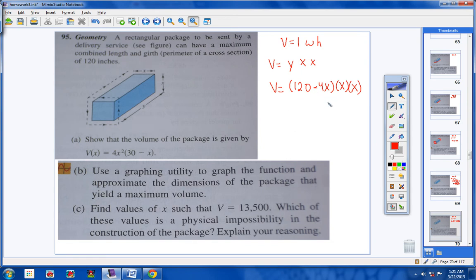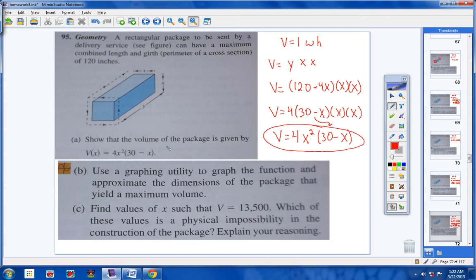Now let's simplify very quickly. Okay? First of all, in this parentheses here, you can factor out a 4. So if you factor out a 4, you're left with 30 minus x. So then we have 4 times x times x. So 4 times x gives you 4x squared, and then bring down your 30 minus x. So yes, we just proved that the volume is this right here, okay? So that model there is a good model for the volume.